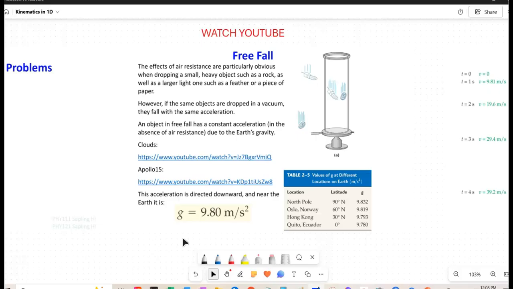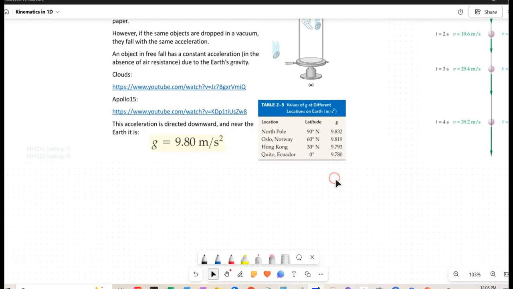Okay? Now, just so you know, this is an overall average of the Earth. Different parts of the Earth have different magnitudes of gravity. And again, gravity is an acceleration. The reason why, well, the North Pole has a higher gravity than something close to the equator, is because when the Earth is spinning, it's not a perfect sphere.